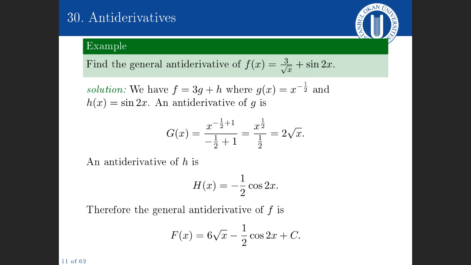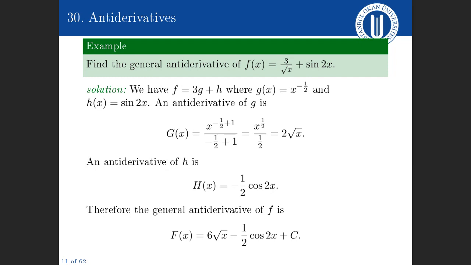For example, find the general antiderivative of 3 over the square root of x plus sine 2x. Our f is of the form 3g plus h, where g is x to the power minus a half and h is sine 2x. We're going to find an antiderivative of small g, an antiderivative of small h, and then we're going to do 3 capital G plus capital H.